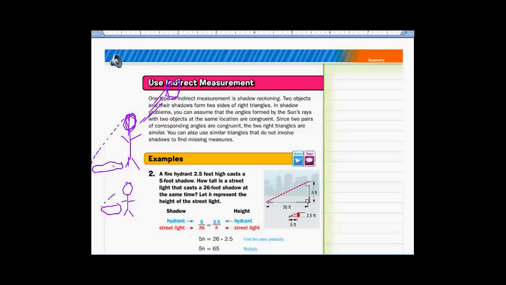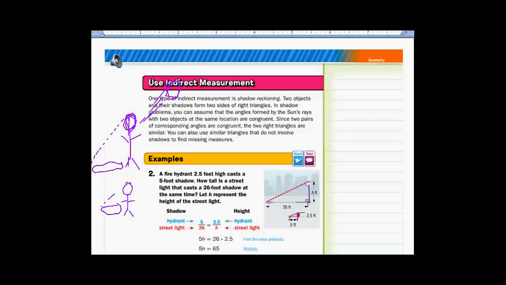A fire hydrant is 2.5 feet high, so right here, 2.5 feet high, and it casts a shadow that's 5 foot long. How tall is a street light? So you don't know how tall a street light is, but you can figure that out if you know how long the shadow is. So you could go measure the shadow, use that similar triangle right there, and then you could figure that out. So set up a proportion.